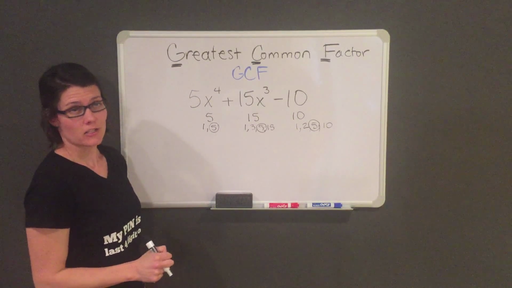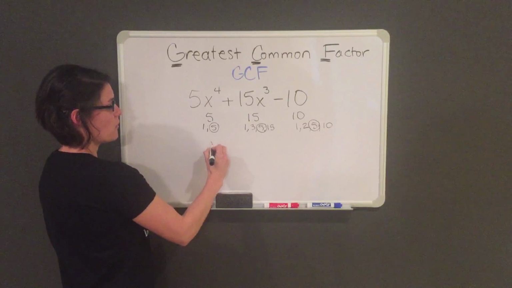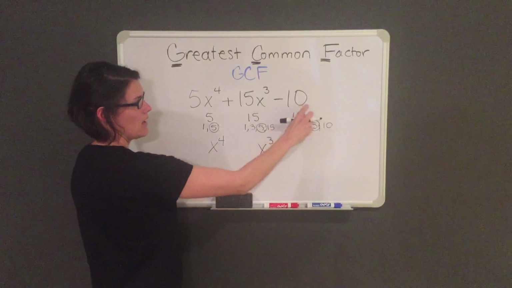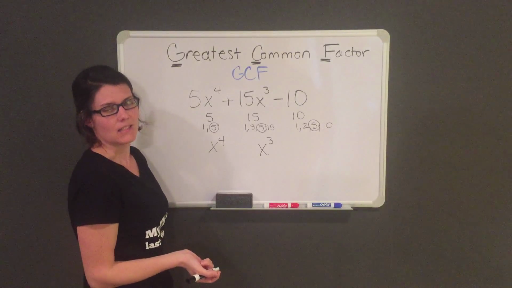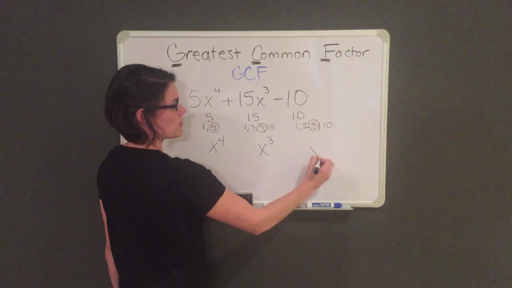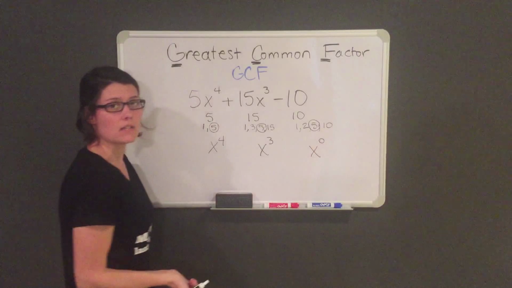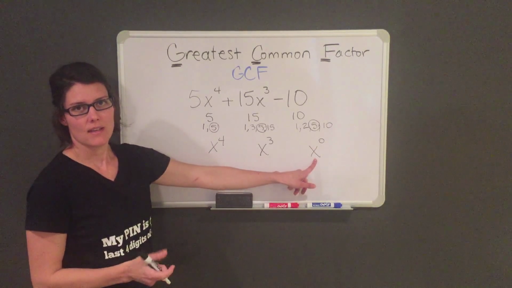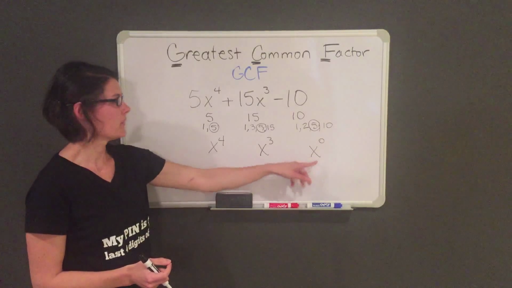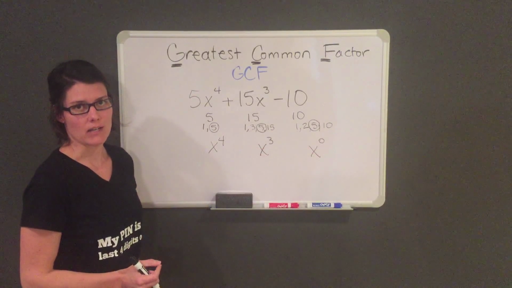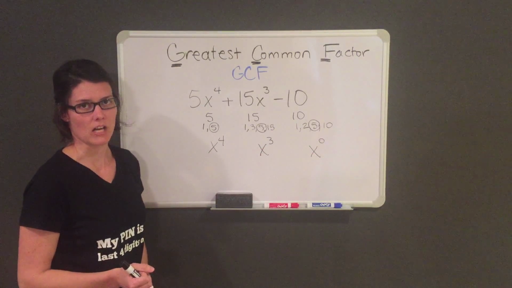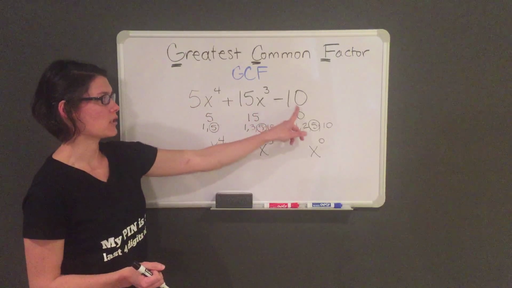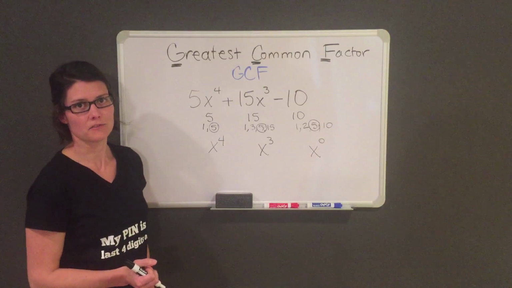Next, let's look at the letters. I have x to the 4th, I have x to the 3rd, and then I do not have an x in the last term. We can actually call that x to the 0. Since I do not have an x in the last term, there is not a greatest common factor in the variables. So my greatest common factor for all 3 terms is just 5.